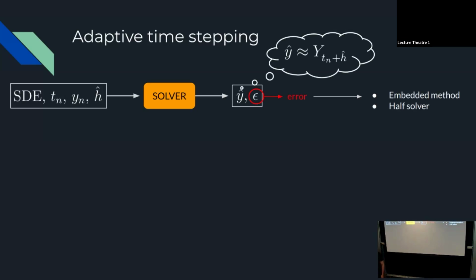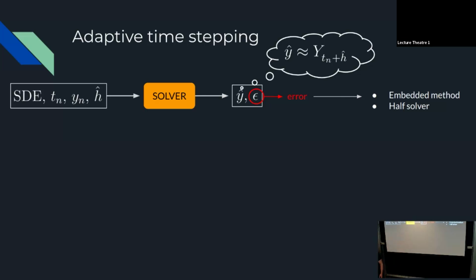Now, I won't go into details, but this error can be either natively computed by the solver using an embedded method, which has its limitations, or you can use a half solver, which is essentially you take a solver which isn't able to produce an error estimation, but then you use that solver on two smaller steps and on a bigger step, and you compare the difference of the outputs to see how weird your solution is.